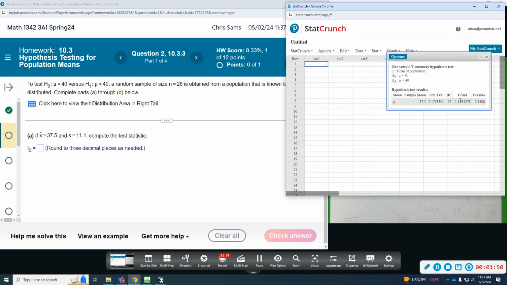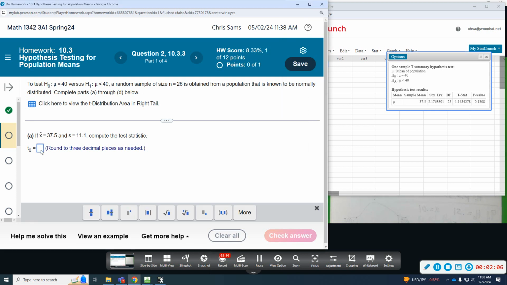So this gives me the t-stat. The t-stat is negative 1.15 when rounded to 2 decimal places. Well, they want 3. Negative 1.148.